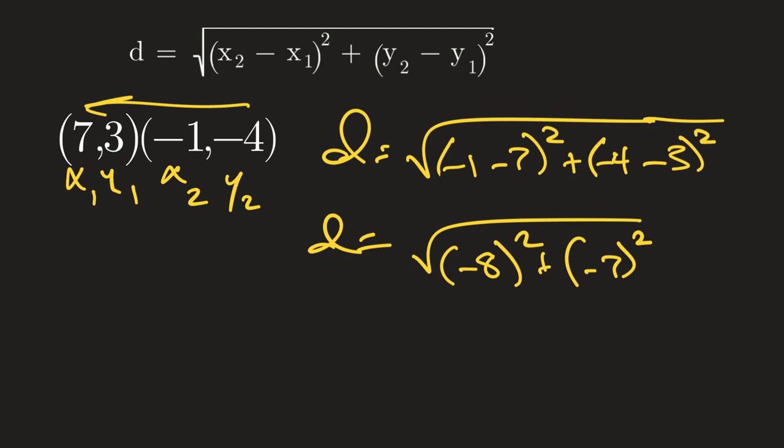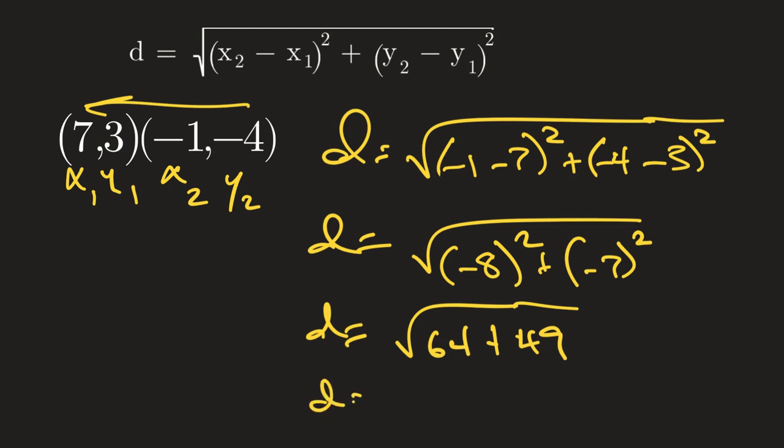Now, the nice thing is, because we're squaring these quantities, kind of like quadratic formula, it doesn't matter if it's positive or negative. If we square either a positive or negative, you're going to get a positive result. Okay? So -8 squared would be what? 64. And -7 squared? 49. So we end up with a positive 64 plus 49. What is that going to give me? What is that, 113? Square root of 113.